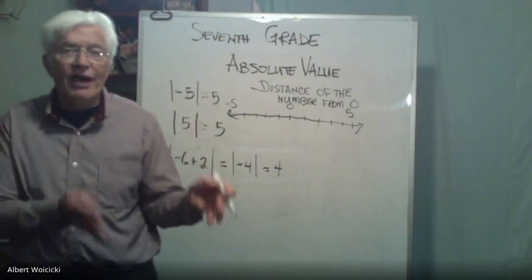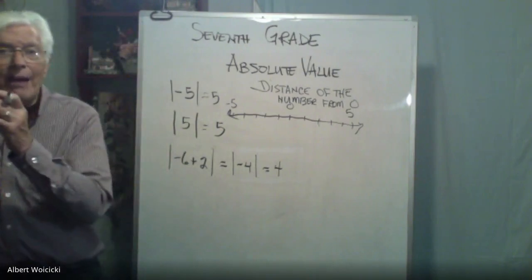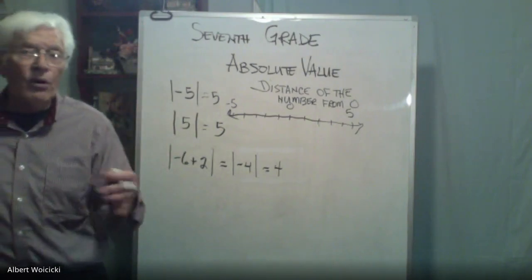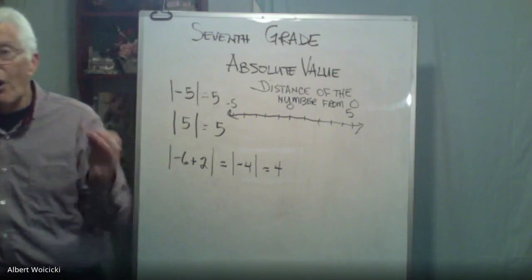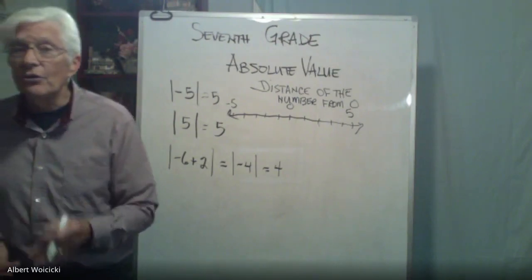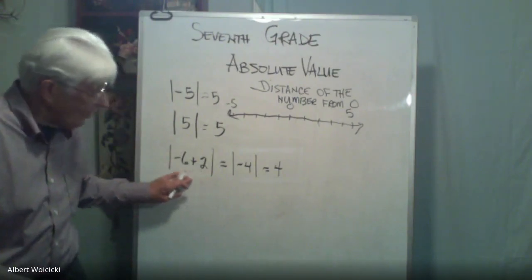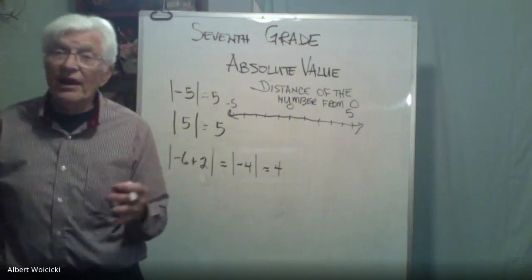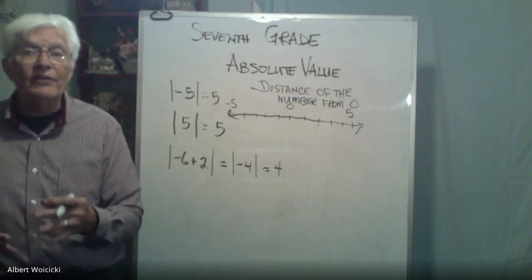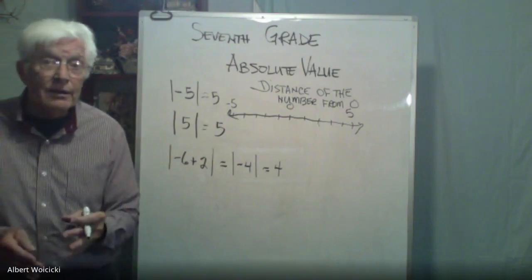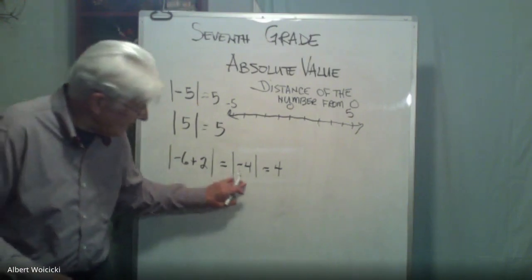So you don't split them apart. Take the absolute value of the opposite of 6 plus the absolute value of 2. That won't work. Then you have 6 plus 2, you get 8. That's wrong. You need to do what's inside first. Treat it like a parenthesis. Do what's inside first, and then take the absolute value.